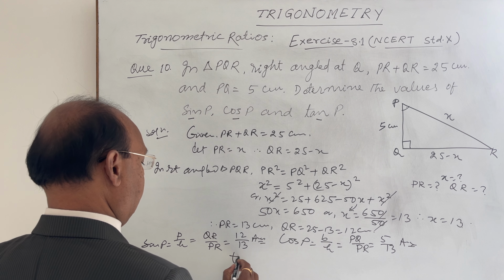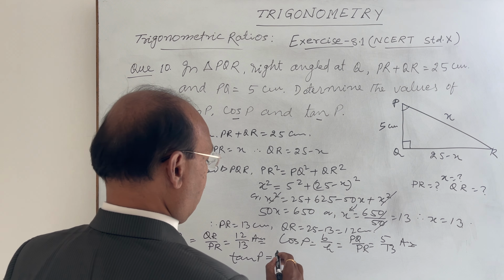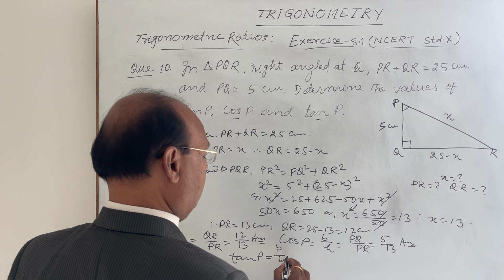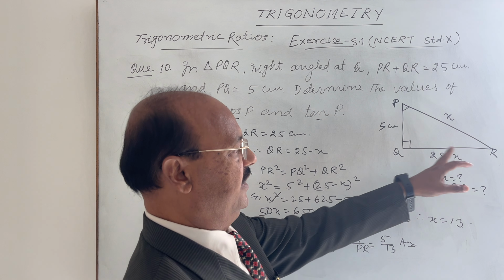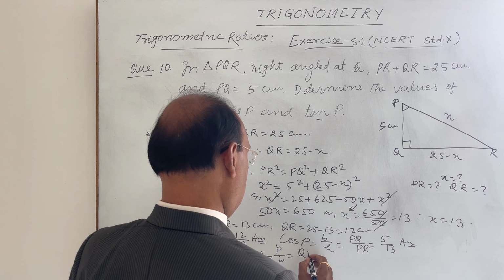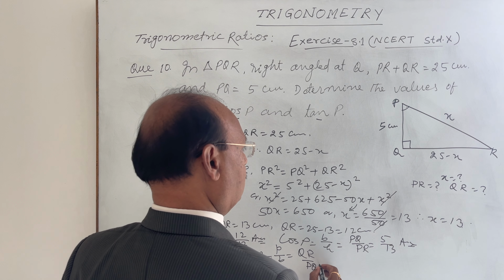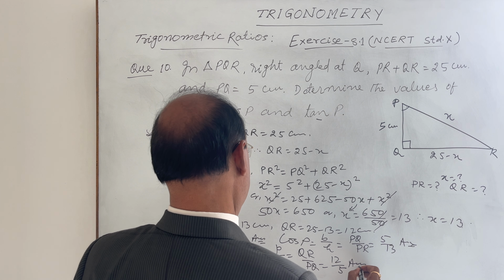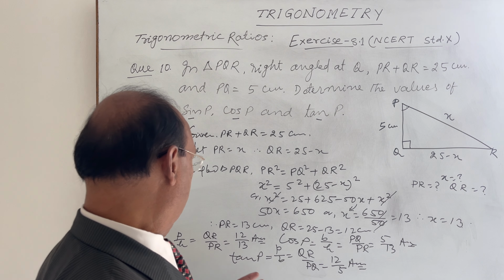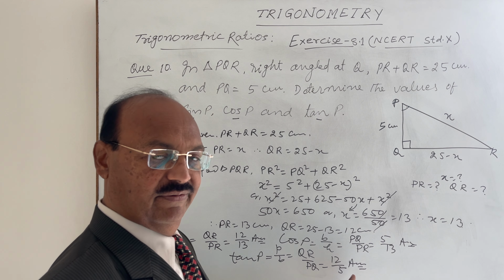And let us now find tan of P. Tan of P, you know, is perpendicular by base. With respect to this angle P, the perpendicular is QR and the base is PQ. So this is equal to 12 by 5. This is the answer for tan P. So we got the values of sin P, cos P and tan P here.